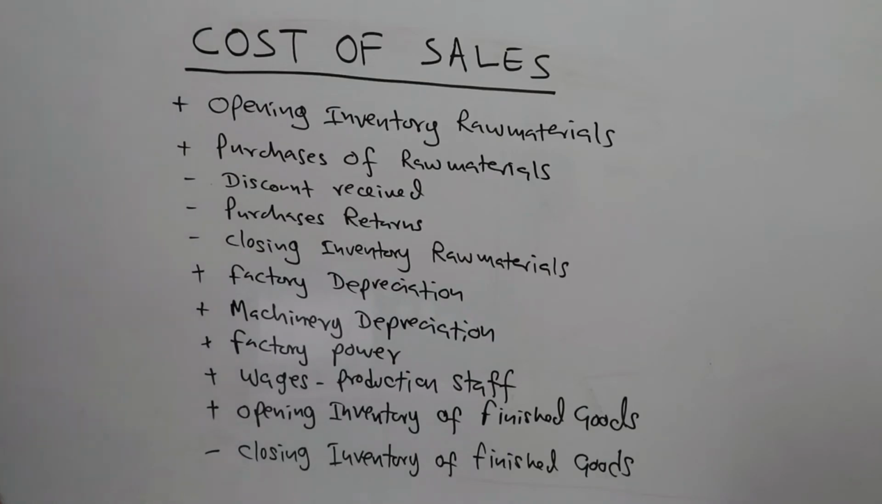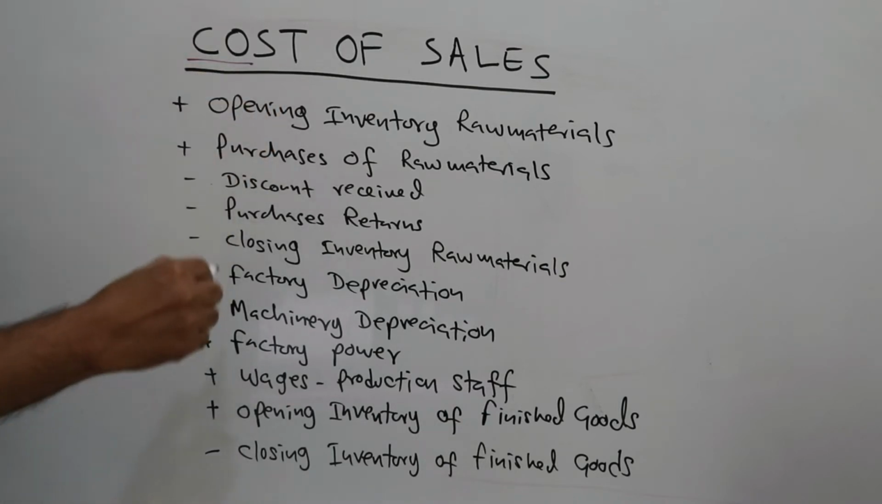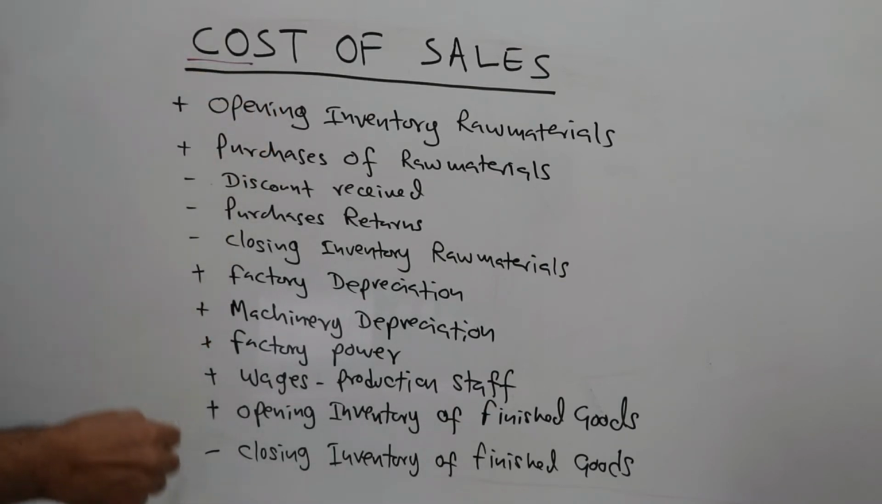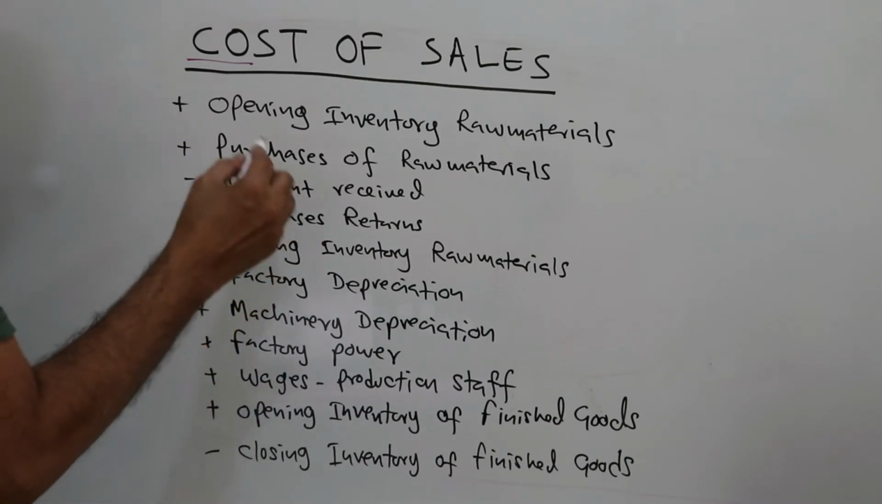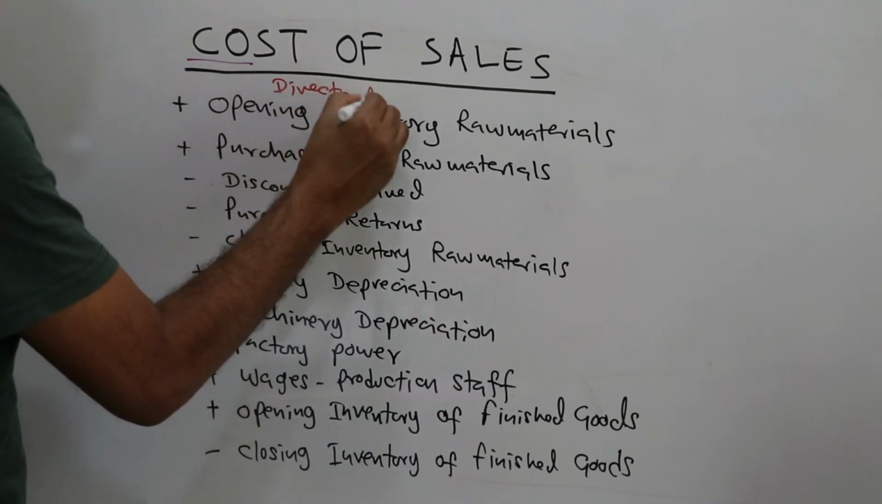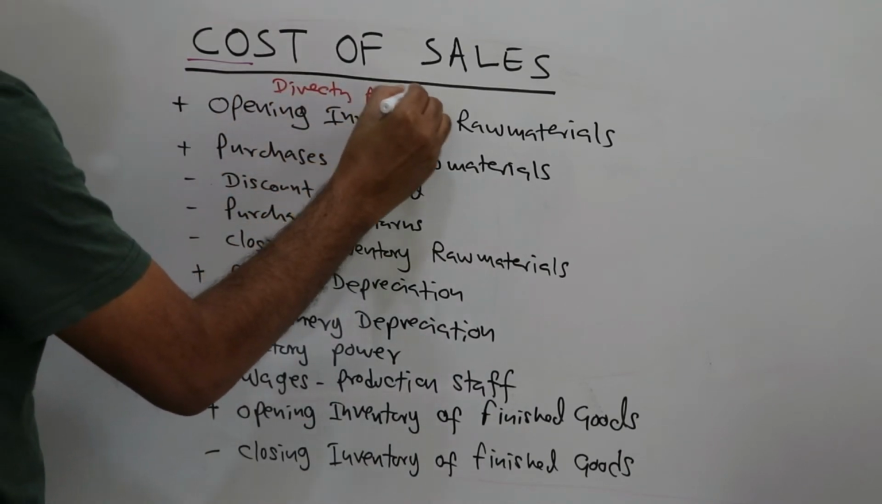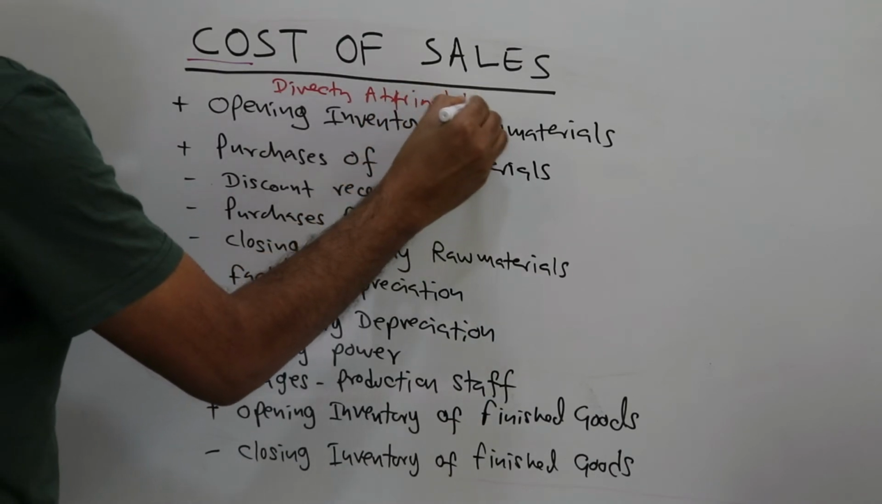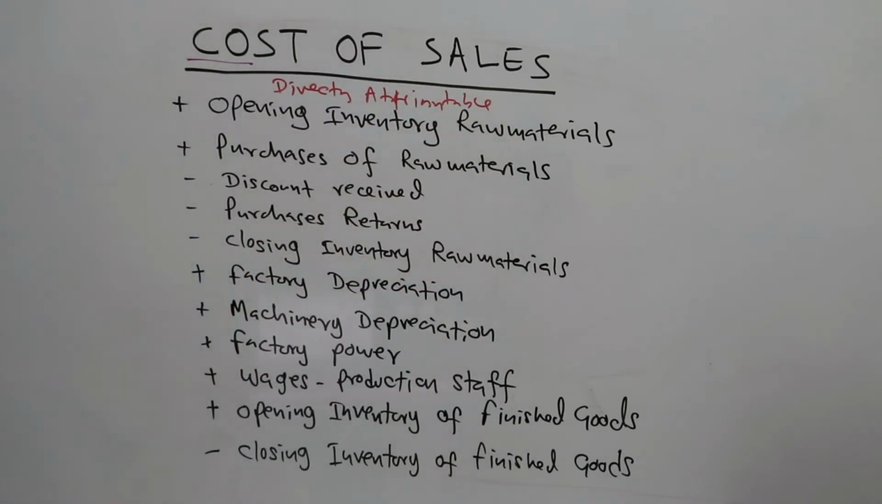Now, what does the cost of sales include? You need to provide notes to the cost of sales in the financial statements. Basically, cost of sales means the directly attributable costs. These are the direct costs incurred in providing a product or service. Therefore, this cost will include all directly attributable costs.